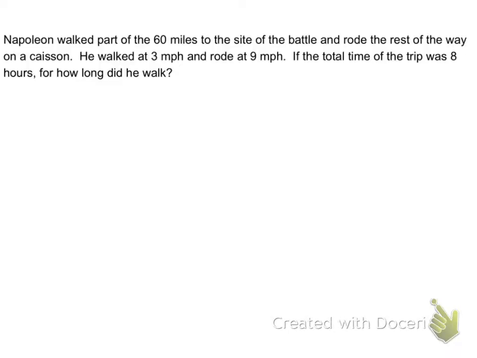Napoleon walked part of the 60 miles to the site of the battle, and then he rode the rest of the way, I'm assuming on a horse. It says that he walks at 3 miles per hour and rides the horse at 9 miles per hour. If the total time of the trip was 8 hours, how long did he walk? Basically, in hours, how long was he riding or walking? Then you can also figure out how long he is going to ride the horse.